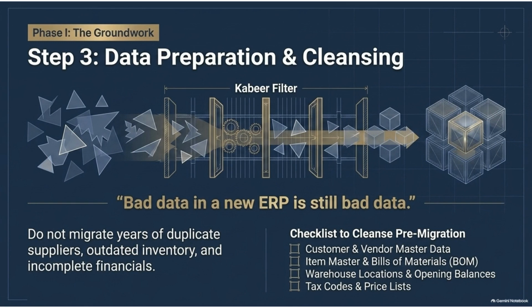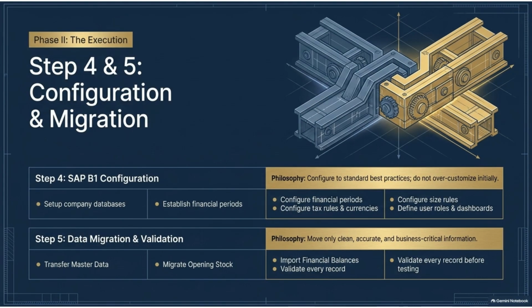As the saying goes, bad data in a new ERP is still bad data. Make sure to cleanse your master records, bill of materials, and inventory data before migration. In Phase 2, we move into configuration and migration.